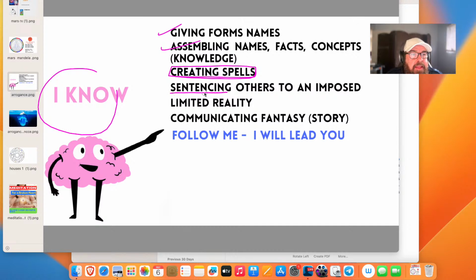And then we create a sentence, so we're sentencing, putting people in a prison, right? Others in an imposed, limited reality of what life is. And these are the people that we follow, right?